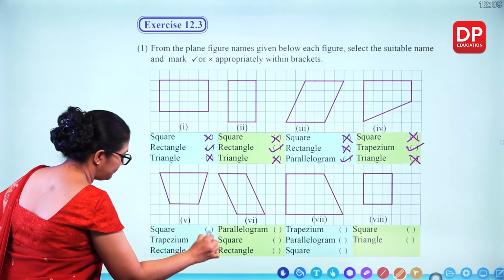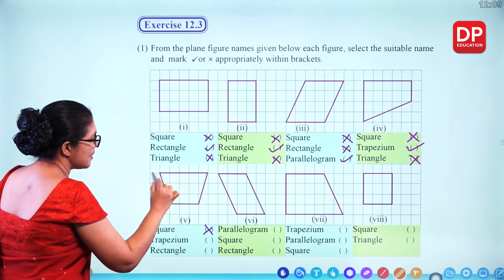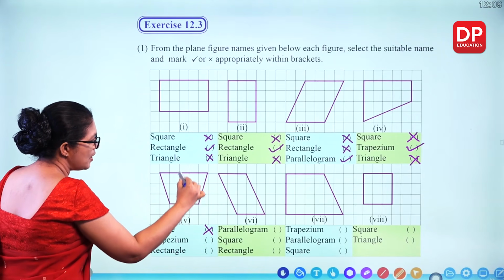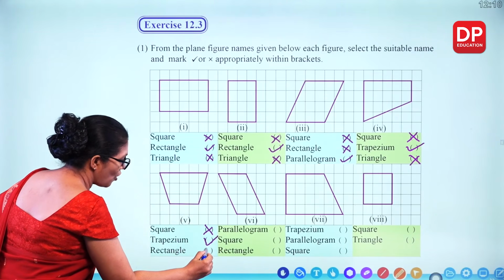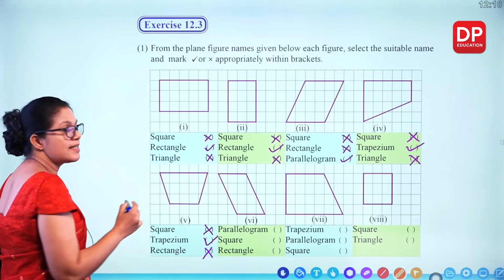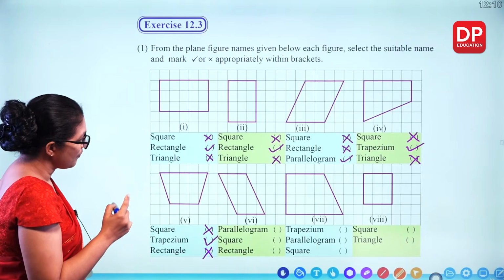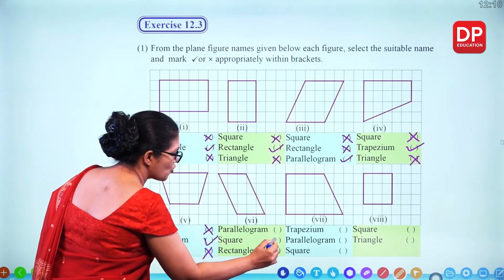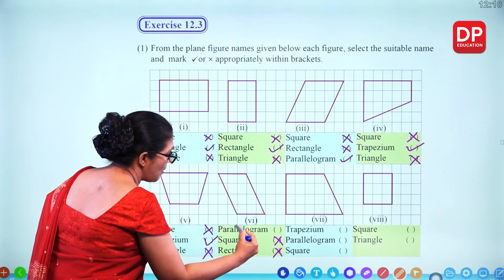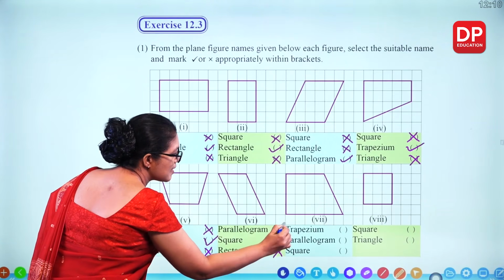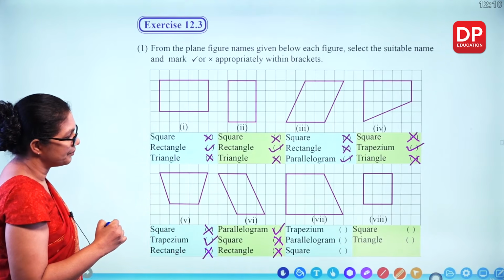Not a square. This is a trapezium. The gap between one pair of parallel lines is equal. Not a rectangle, not 90-degree angles. This is not a square, no 90-degree angles and not a rectangle. But we can see this is a parallelogram.